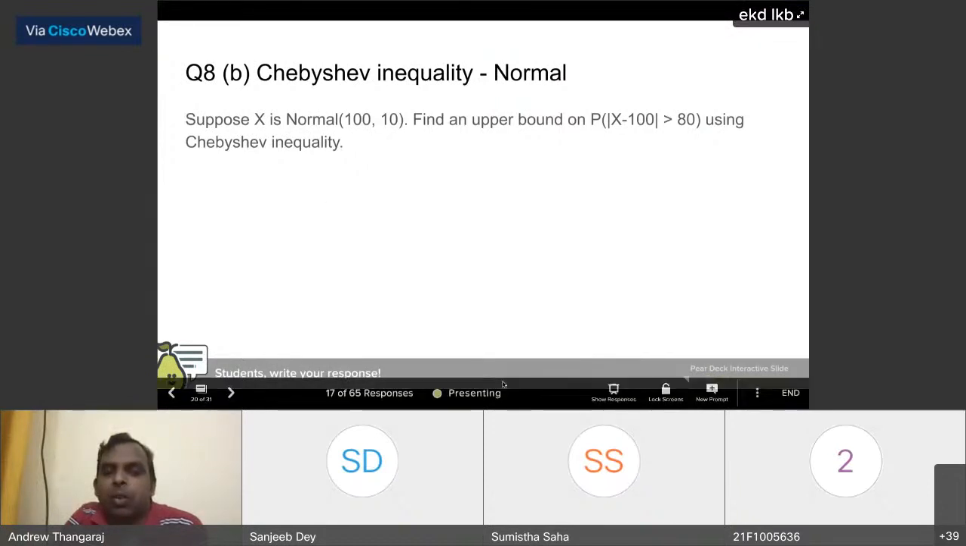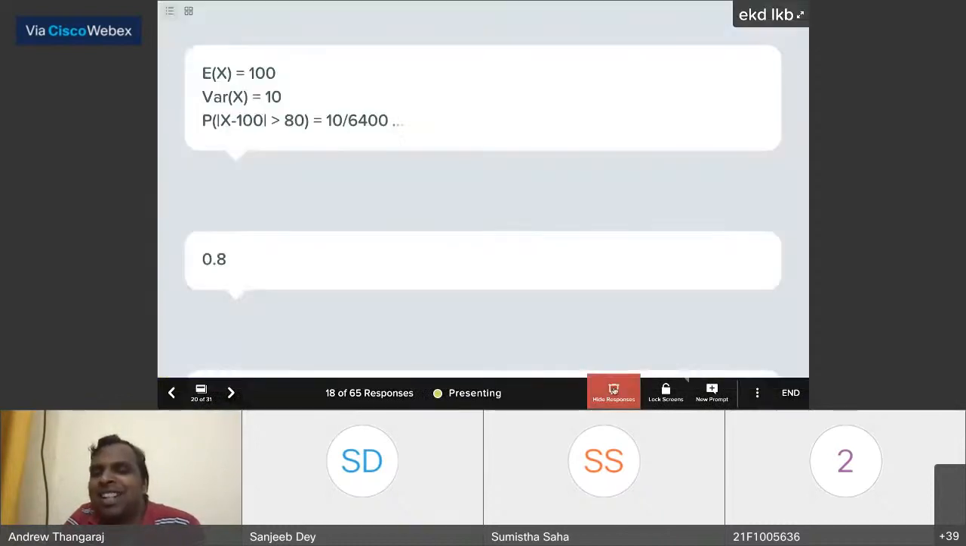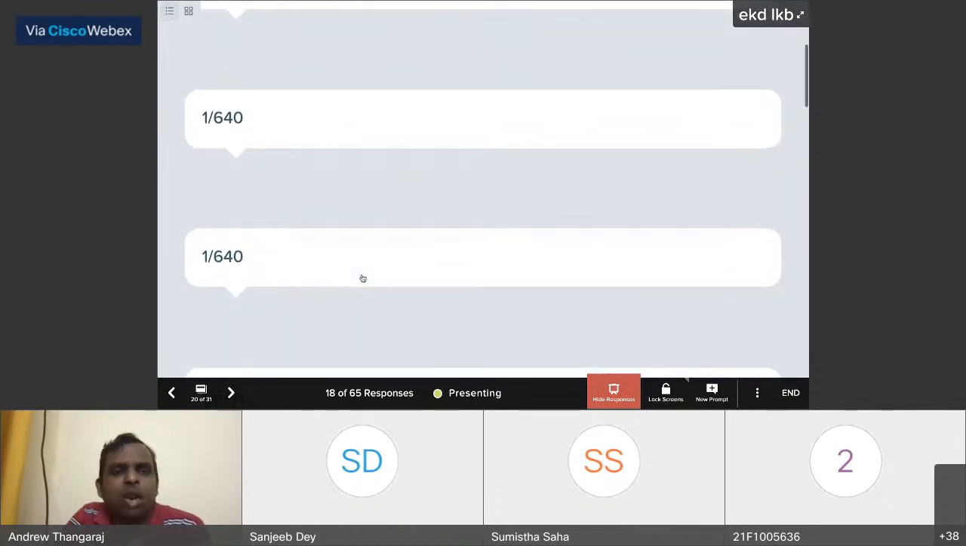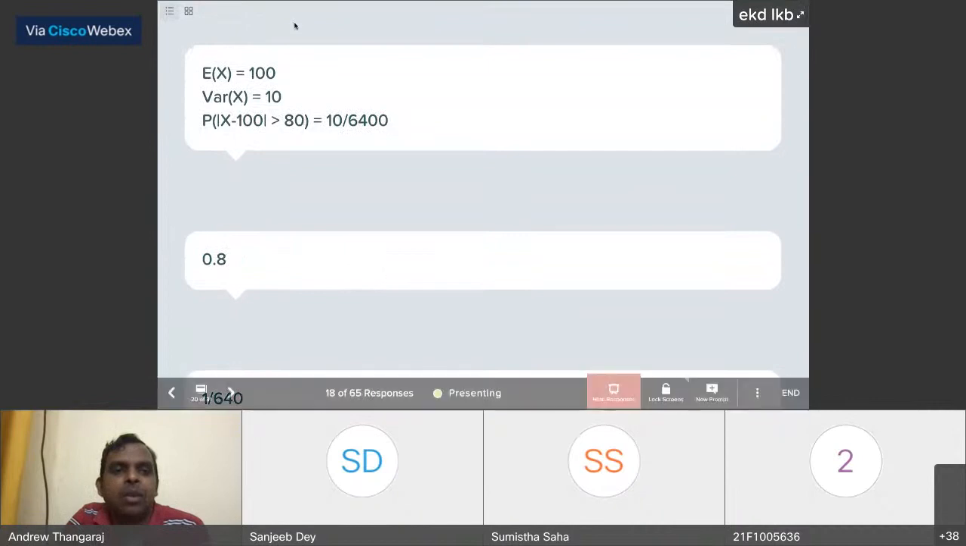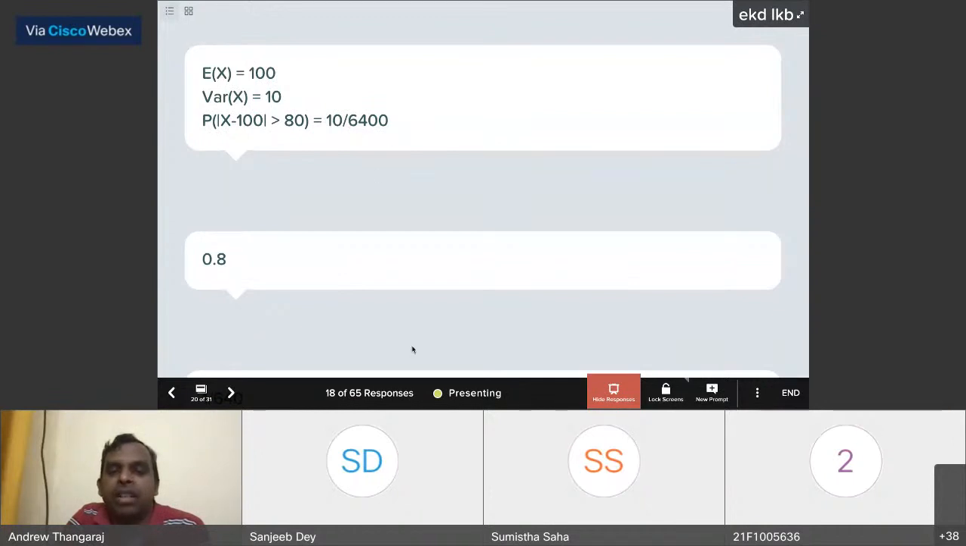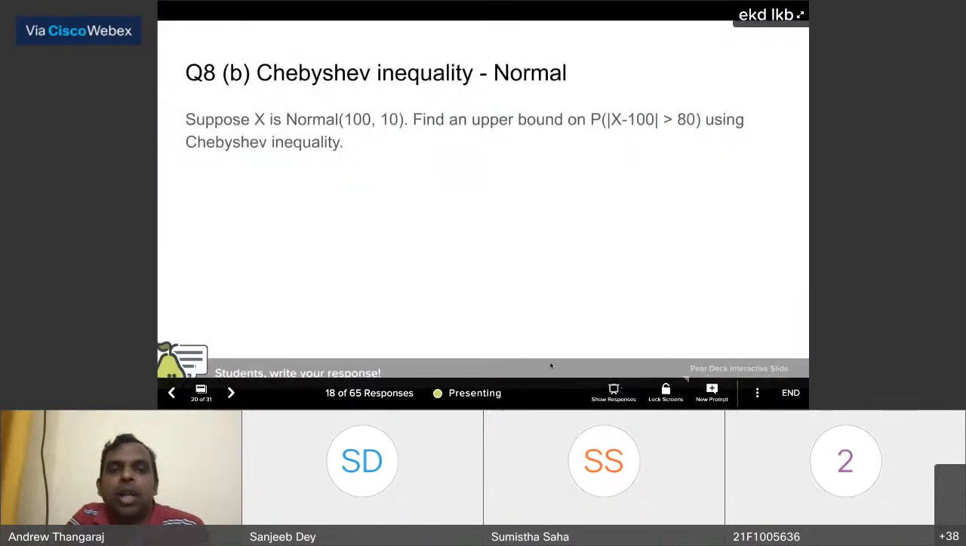Okay, so I don't want to wait too long for this. I think people would have gotten this. Yeah, so it's 10 by 6,400. 0.8 is not correct. 1 by 640 is correct. So this is the correct thing. So yeah, expected value of x is 100, variance is 10. This is just straightforward. 10 by 80 squared, variance of x divided by square of this.